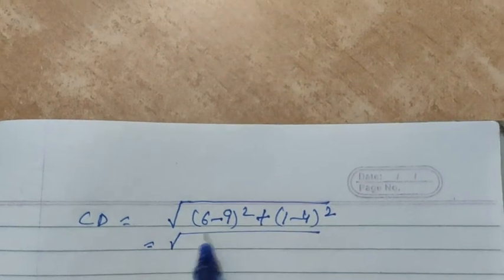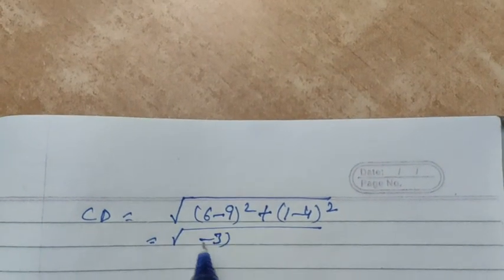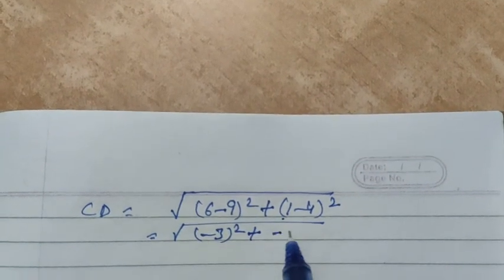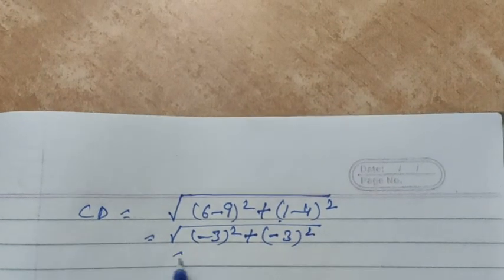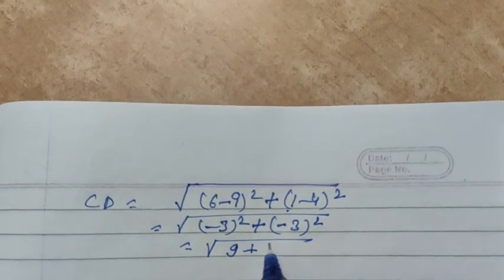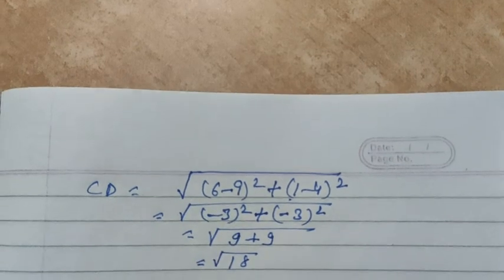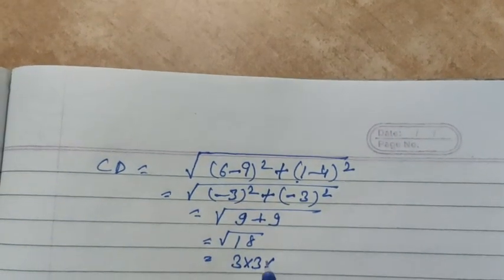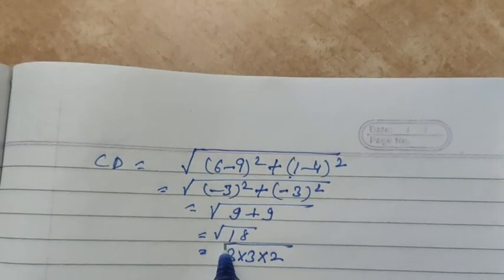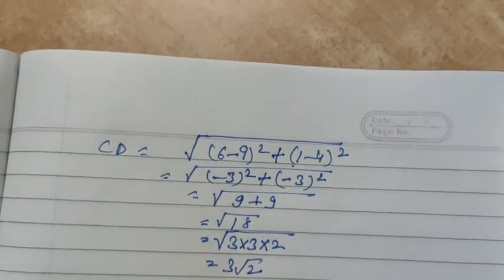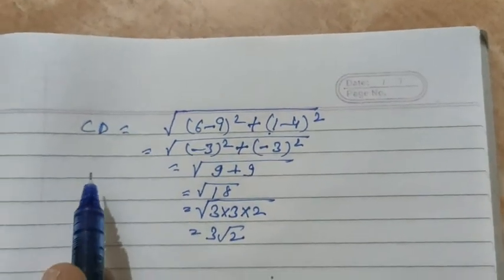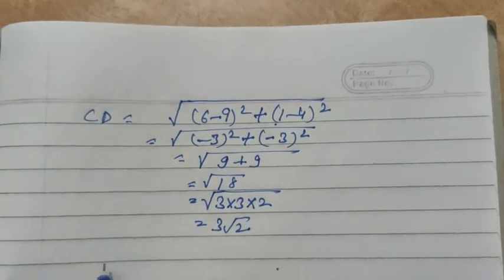So this will be (6 minus 9) which becomes minus 3, whole square, plus (1 minus 4) which becomes minus 3, whole square. So this will be 9 plus 9 again, which is 18, and 18 can be written as 3 into 3 into 2. So we can write it as 3 under root 2. So we have CD as 3 root 2.